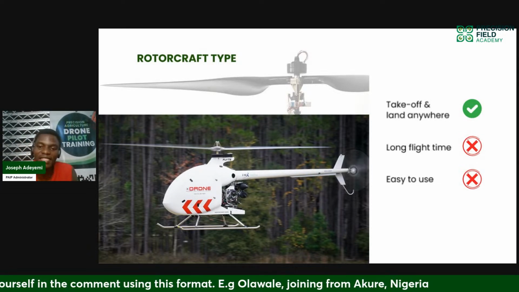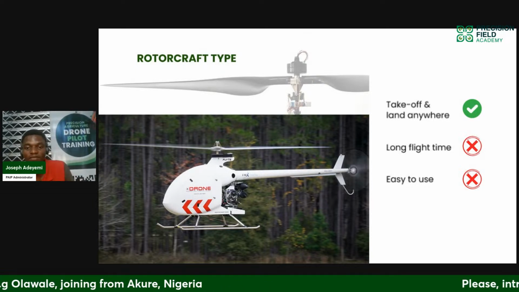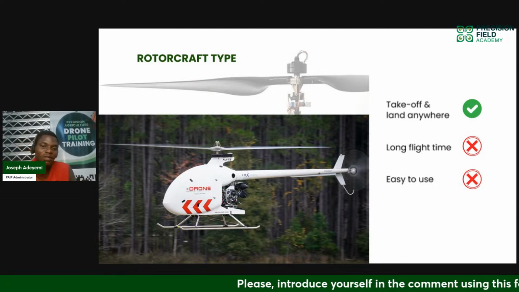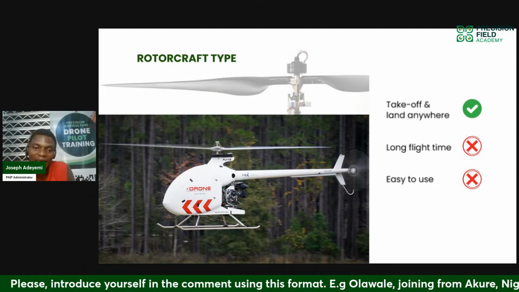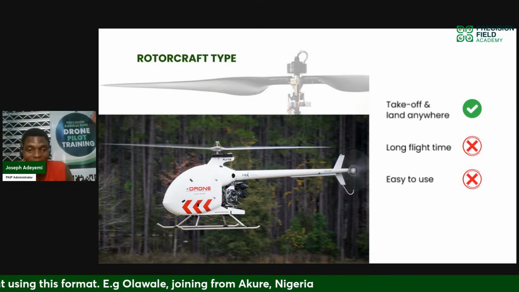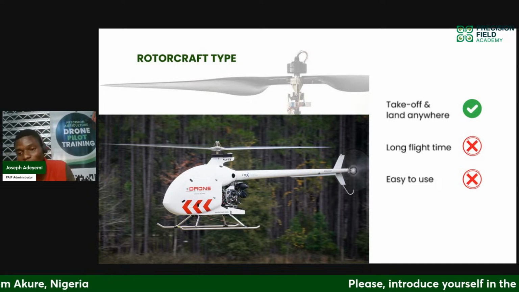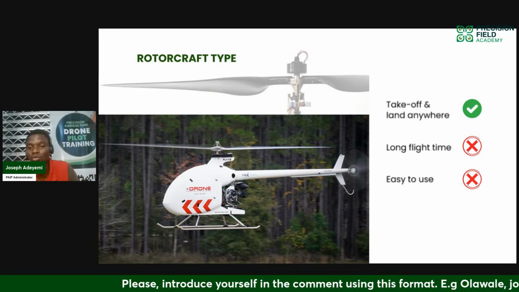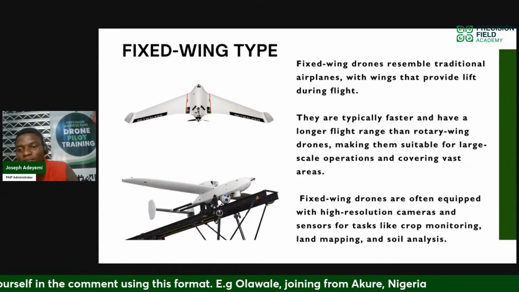It doesn't support longer flight time because it carries heavy payload, and due to the fact that it's a rotary wing, it has some shortcomings and limitations for longer flight time. It's mechanically complex in terms of operation, so it's not easy to use. It requires you to be more skillful. But it can carry heavier payload compared to other classes of drones. Yeah. So the fixed wing type, we talked about it.